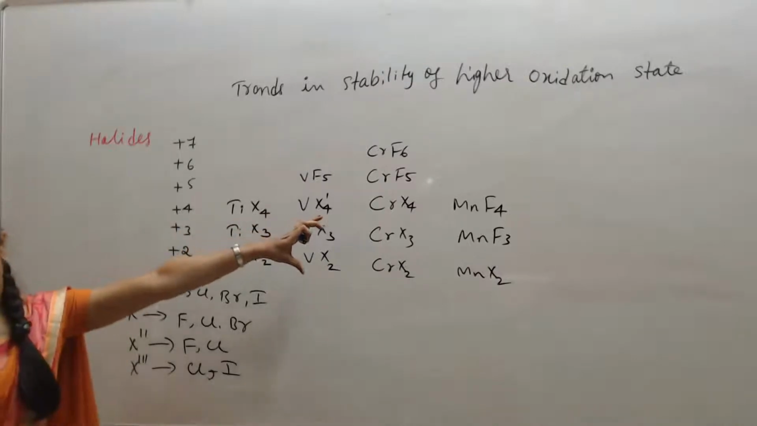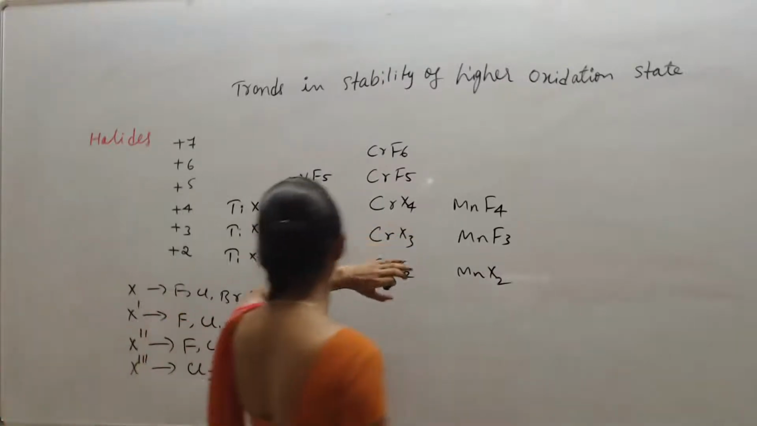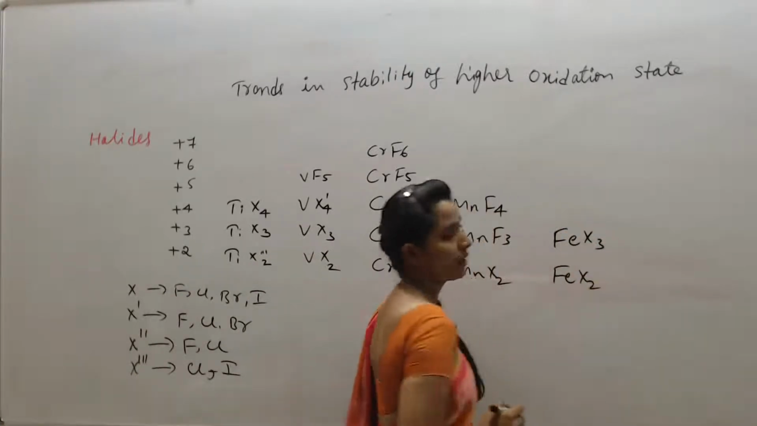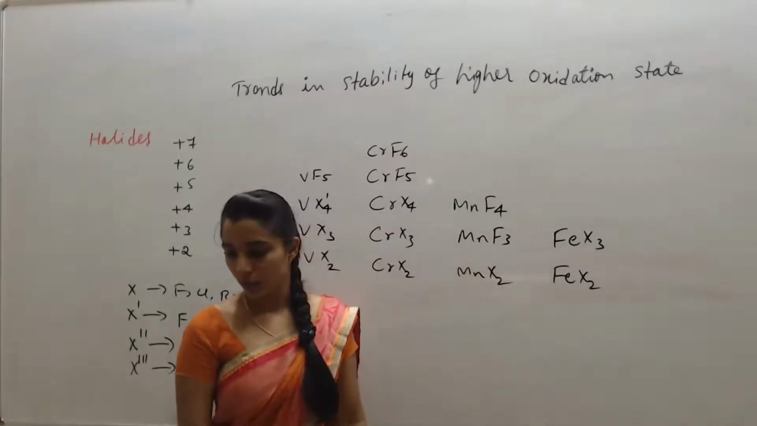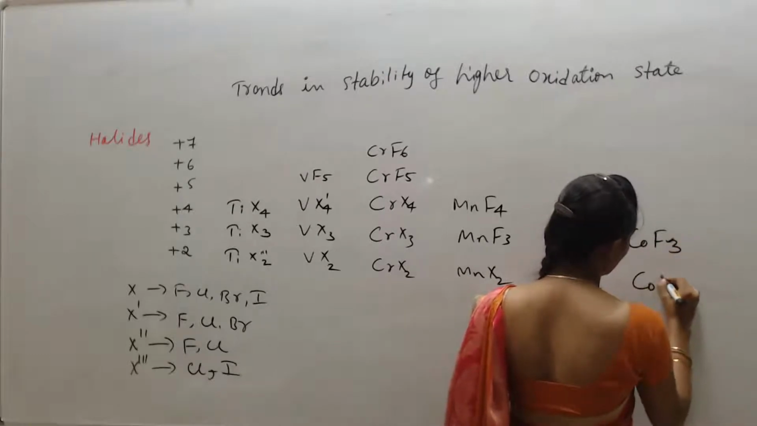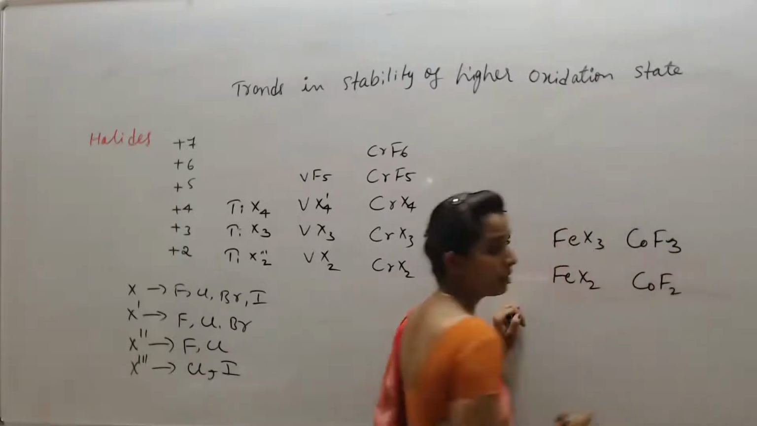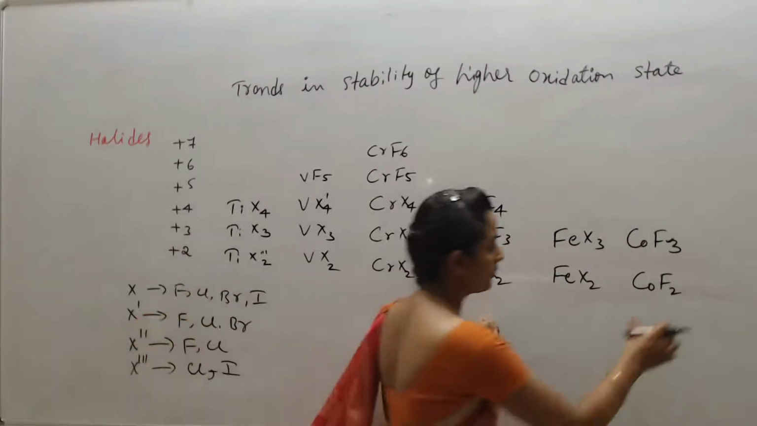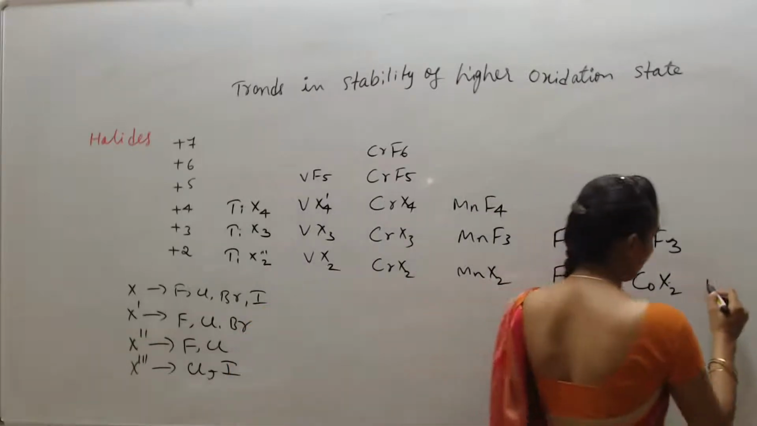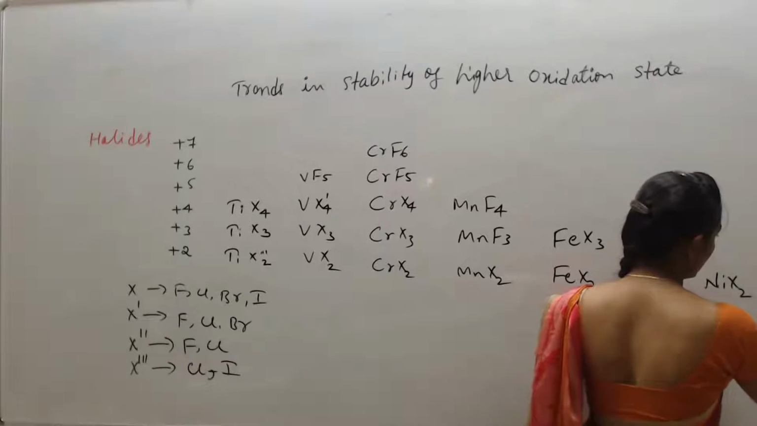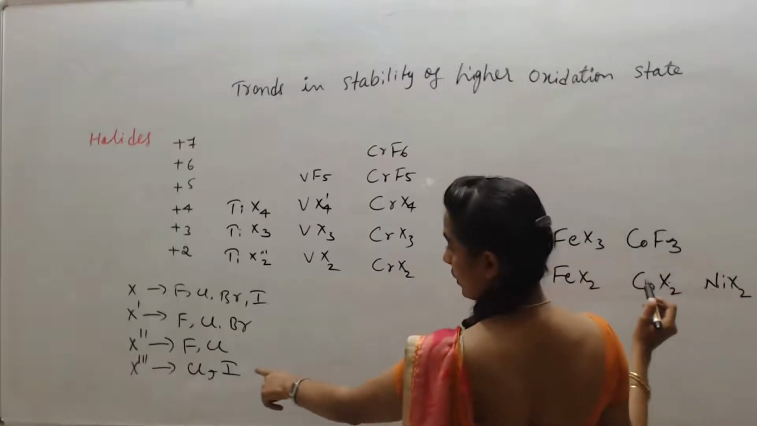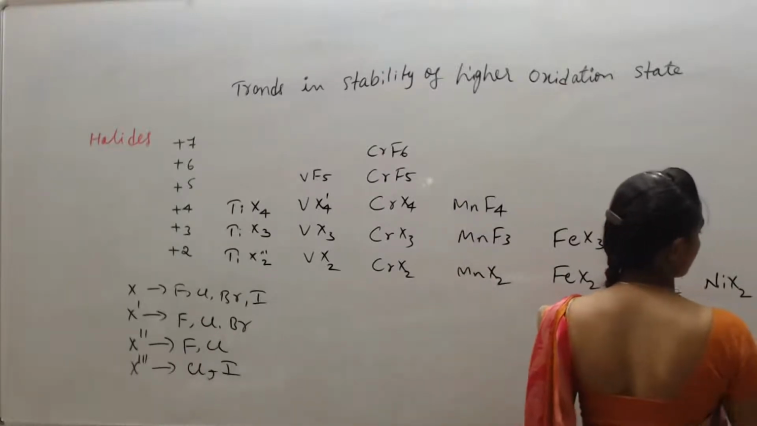This is the stability of manganese. The next one is iron. Iron is stable only in these states: FeX3 and FeX2. The last one is cobalt. Cobalt also forms CoF3 and CoF2. All the halides are known. After this, only these two are possible: CuX and CuX2.